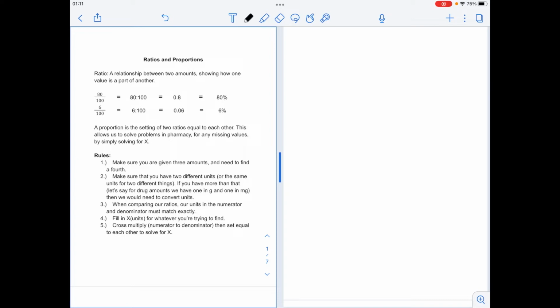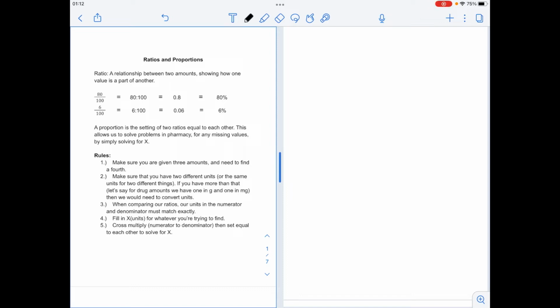So some examples here, we have 80 over 100, 80 out of 100, 0.8 in its decimal form, and then 80%. If it's a single digit like 6, we would show it basically the same way, except for when we get to a decimal form, we would show it as 0.06 rather than 0.6. 0.6 would be if it was 60. A proportion is the setting of two ratios equal to each other. So this allows us to do things like solve for x in the following problems.